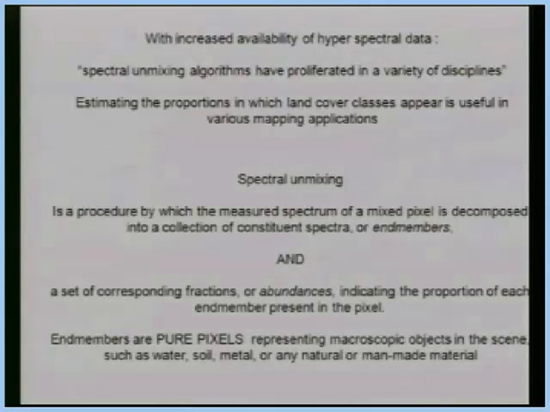Spectral unmixing can be defined as a procedure by which the measured spectrum of a mixed pixel is decomposed into a collection of constituent spectra or endmembers, and a set of corresponding fractions or abundances indicating the proportion of each endmember present in the pixel. Endmembers, as we defined earlier, are the pure pixels representing macroscopic objects such as water, soil, metal or any other feature of interest.